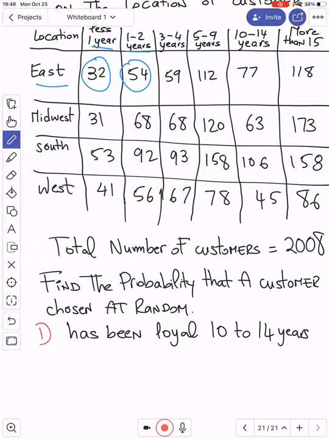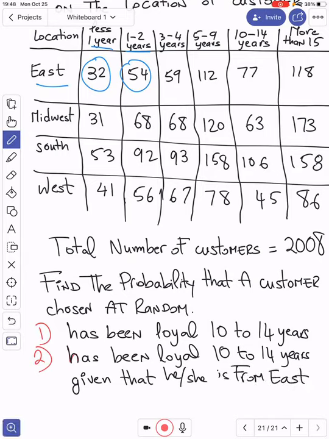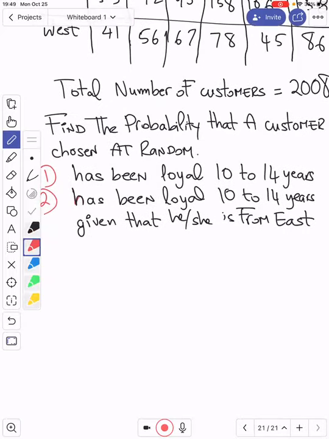Two, has been loyal 10 to 14 years, given that he or she is from the East. So has been loyal 10 to 14 years, given that the customer is from the East. Okay, three.